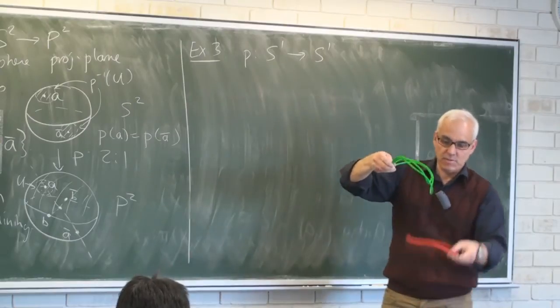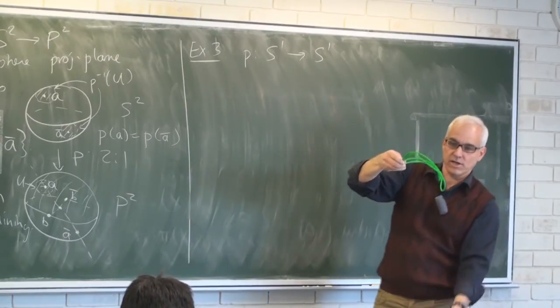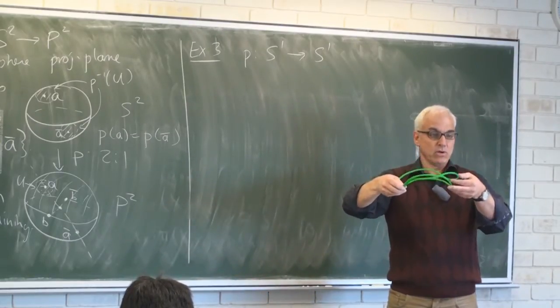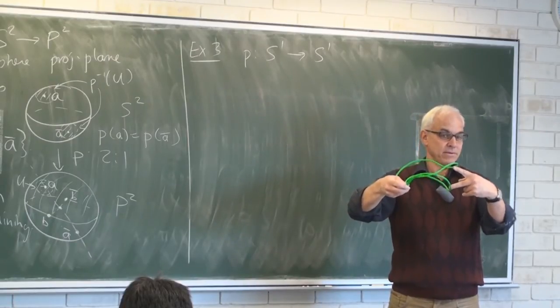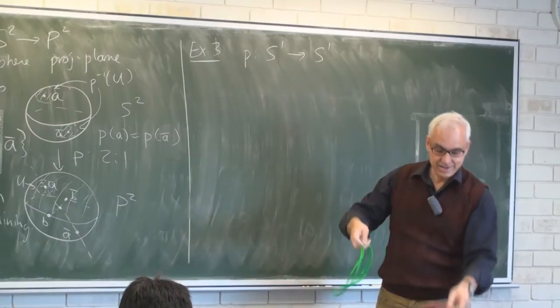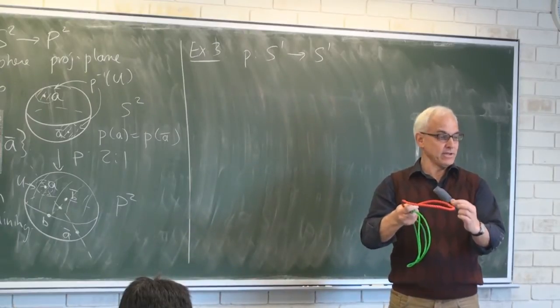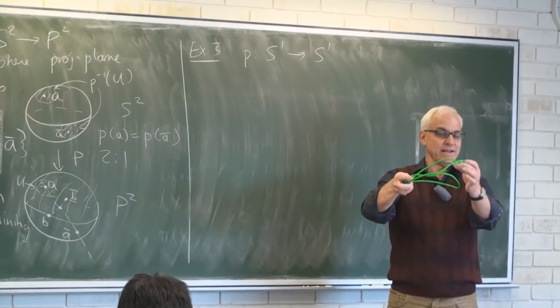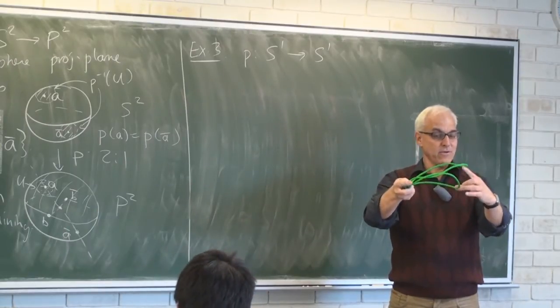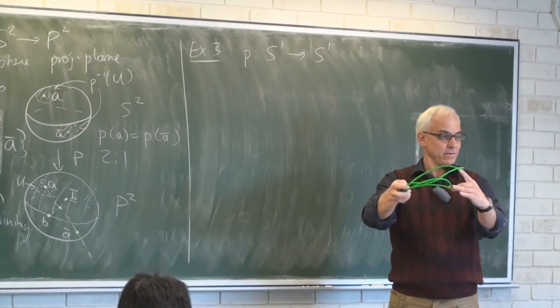Now if I look at any point in the base circle, say that one there, and look at its inverse image, the inverse image will consist of 2 points, namely the 2 points right above it. And if I look at any little neighborhood of that point in the circle, that little interval there, then the inverse image will be the union of the little interval around here and the little interval around there.